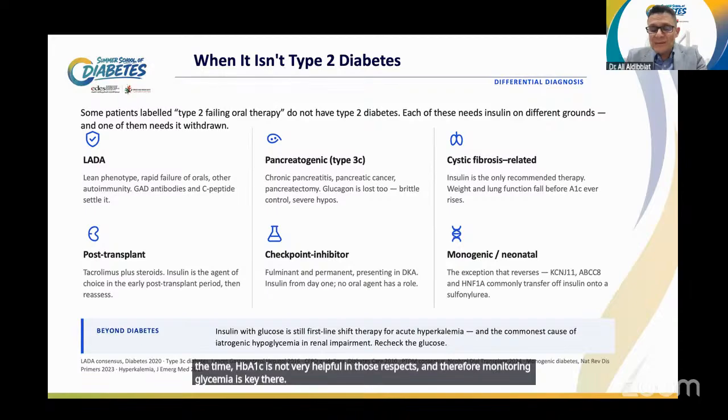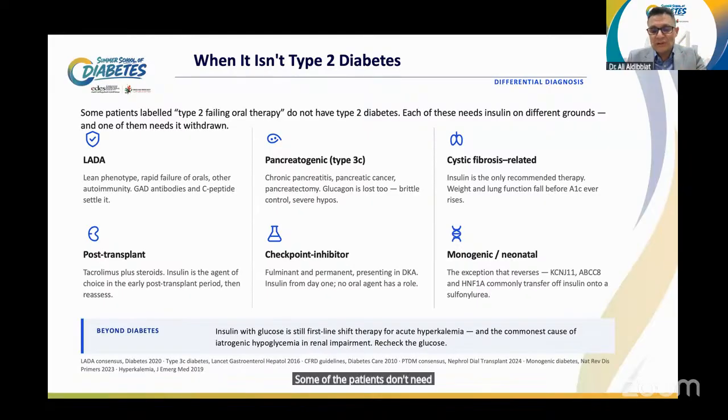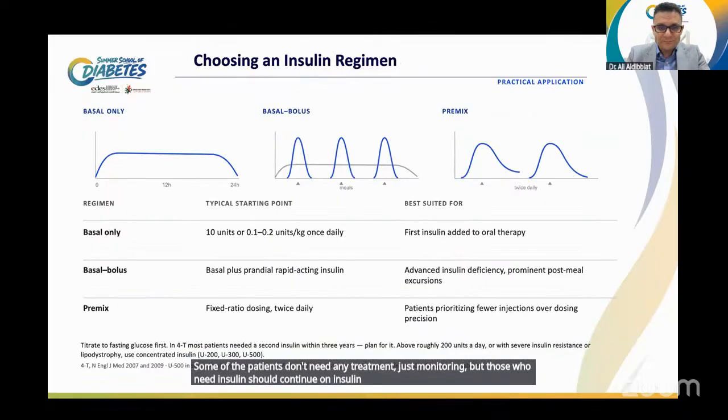Some monogenic diabetes and neonatal diabetes require insulin, although when we start insulin, it's the safest and easiest treatment. But later on, once the correct diagnosis is established, some of those patients can be switched to sulfonylurea. Some of the patients don't need any treatment, just monitoring. But those who need insulin should continue on insulin.